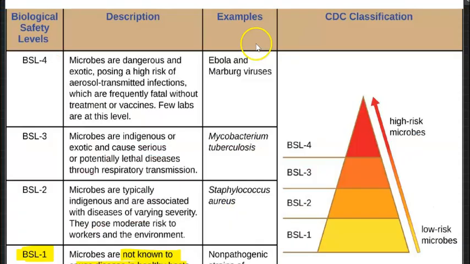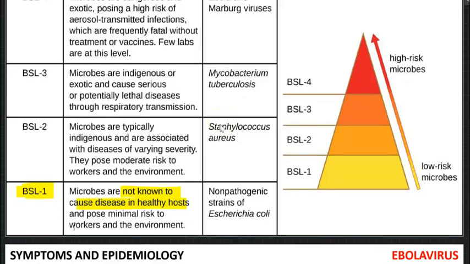BSL-2. So microbes are indigenous. What does that mean? Indigenous microbes are present normally in the population at a certain locale. For instance, influenza type A, which circulates right now, is an indigenous microorganism. It's fine. You can have it in the hive. Disease is not severe.